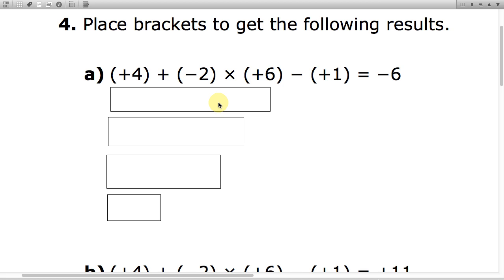And so you may want to try to see if you can do that on your own first. Then afterwards you can come back to the video and take a look to see if you got it right.